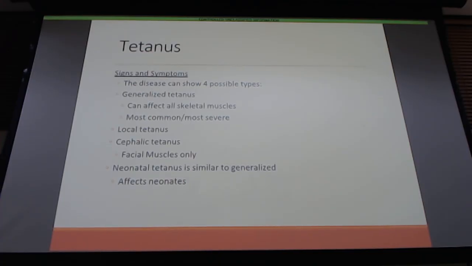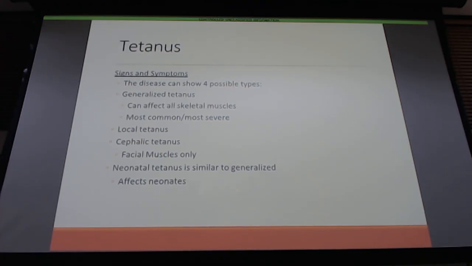Then you have your cephalic tetanus. Okay? That, as it says, cephalic, right? This one only affects your facial muscles. Biggest difference with this one is that it causes your face to just completely droop. Your whole face just kind of droops. Okay? That's what it does. Just like localized, cephalic tetanus can also spread systemically to the rest of your body if you let it go. So you want to try to address that as fast as you can so it doesn't.